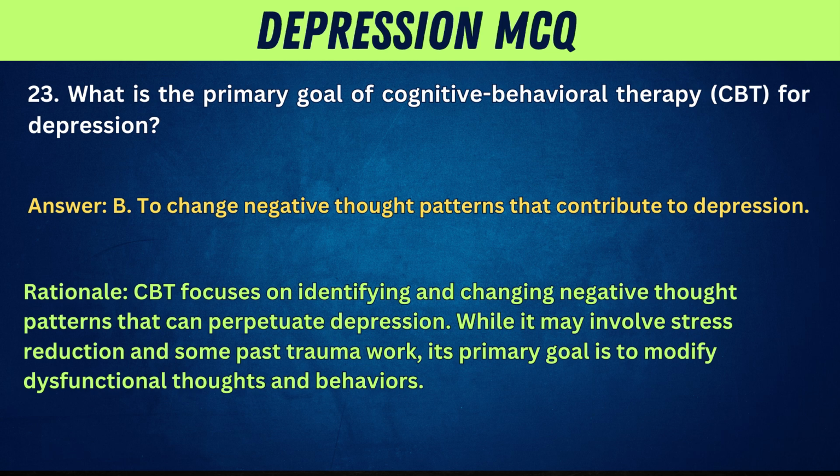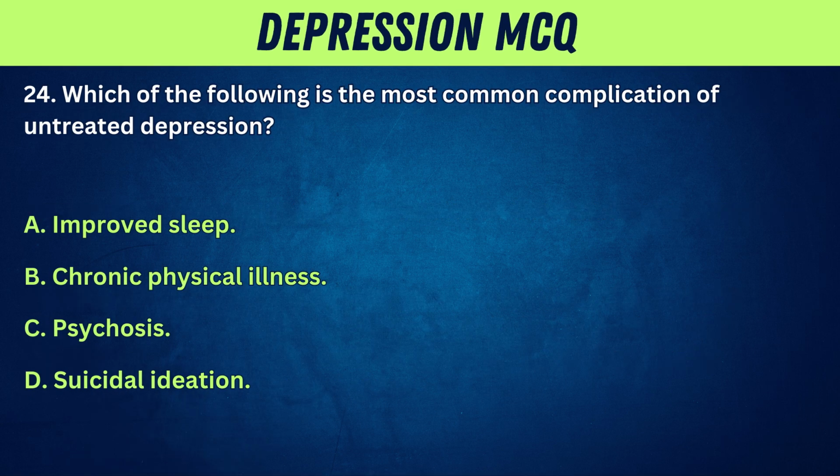Rationale: CBT focuses on identifying and changing negative thought patterns that can perpetuate depression. While it may involve stress reduction and some past trauma work, its primary goal is to modify dysfunctional thoughts and behaviors. 24. Which of the following is the most common complication of untreated depression?